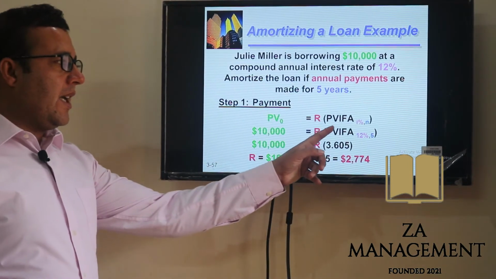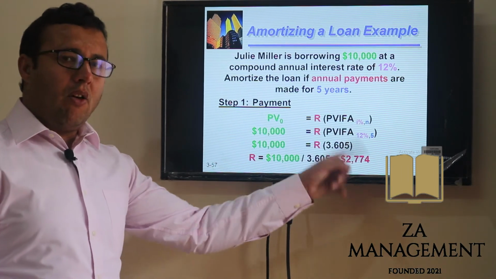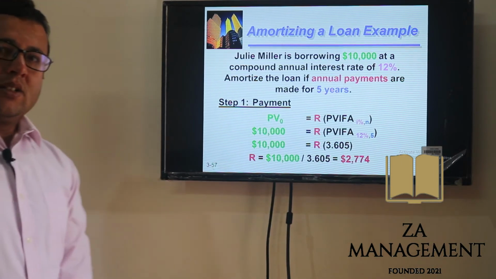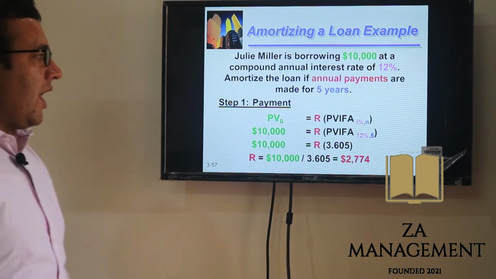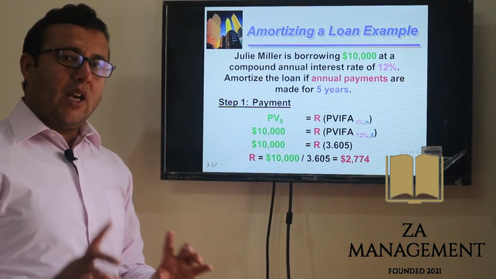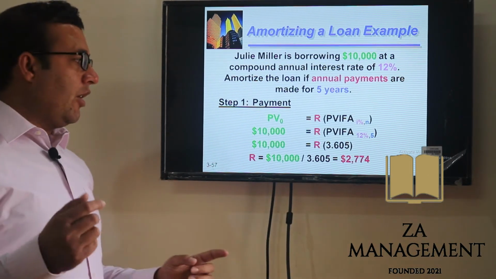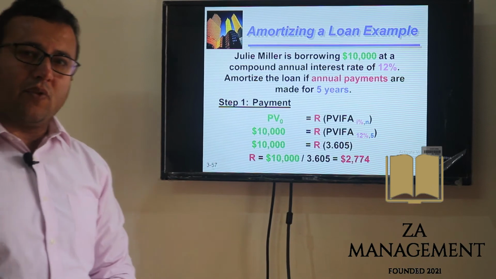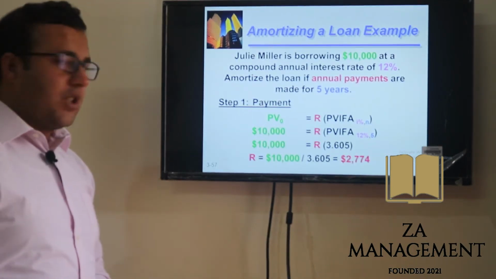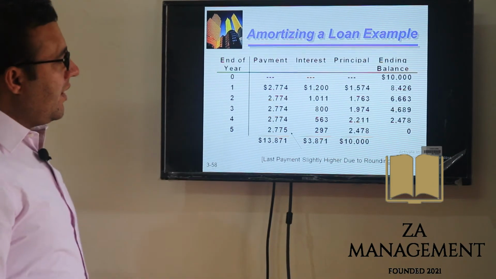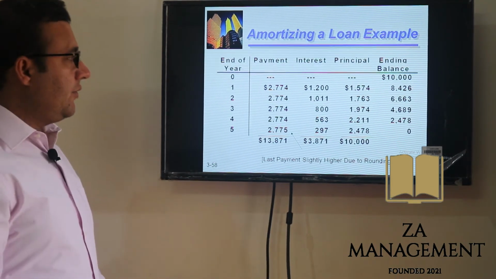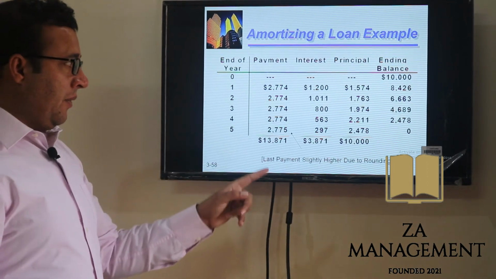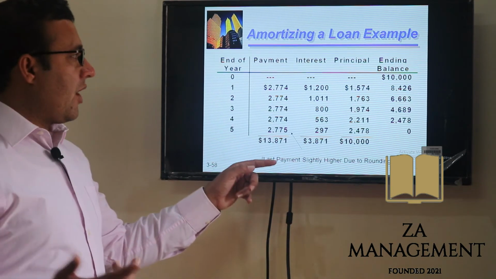The present value can be calculated with the formula R times the present value interest factor of an annuity at i interest rate for n periods. The interest rate in this case is 12% while the number of years is 5. If she is making payments on an annual basis, her installment will be $2,774 each year. Here is the table for this loan. She will make 5 equal installments, each representing 2,774. The last one is 2,775 because of rounding.